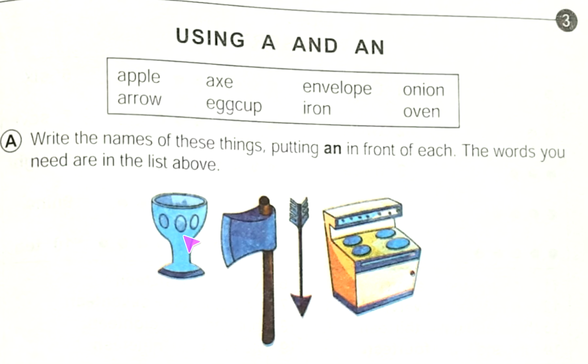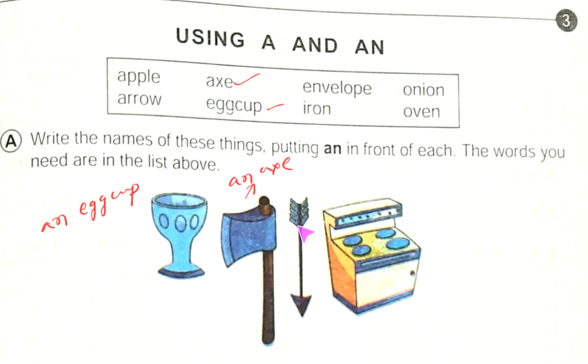So, here we are getting it as a picture of a cup. Here it is written a cup. So, in this place we will write an egg cup. Let us write an egg cup. This is the picture of what? This is the picture of apple X. Yes, X. So, it will be here an X.